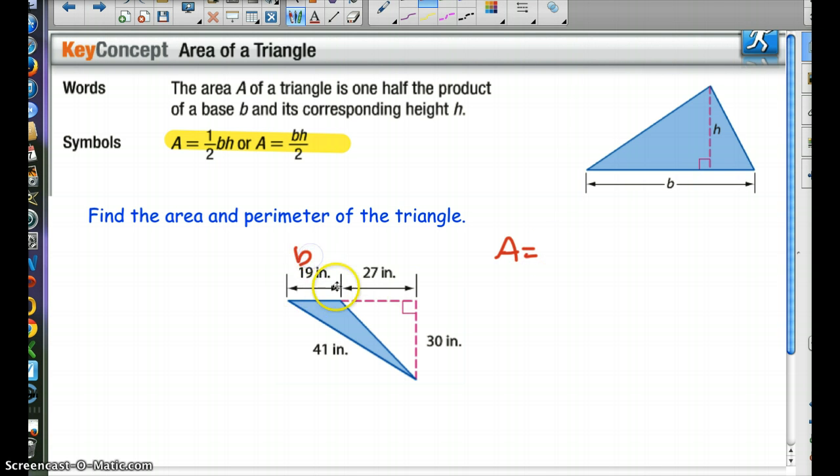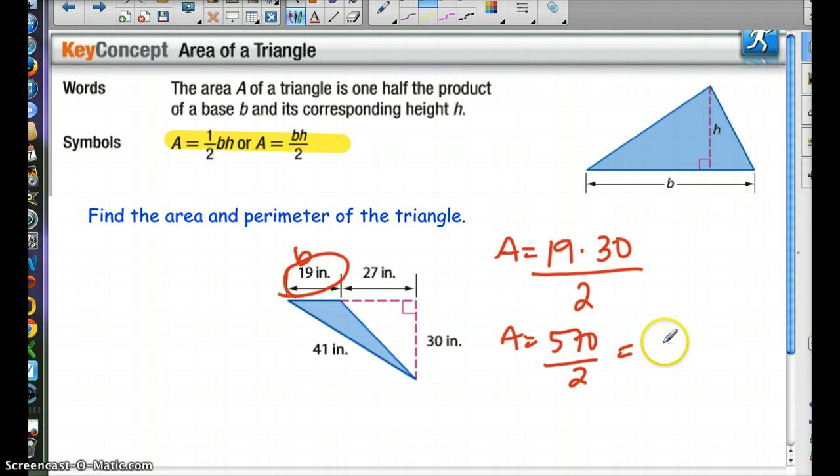Now the base is just 19. This is your base right here. This is not the whole base because we just want to find the area of this shaded part of the triangle. So the base is 19. Your height is where it forms a 90 degrees, so this would be 30 inches, and we're going to divide by 2. So that ends up being 570 divided by 2, and we end up with 285 inches squared.